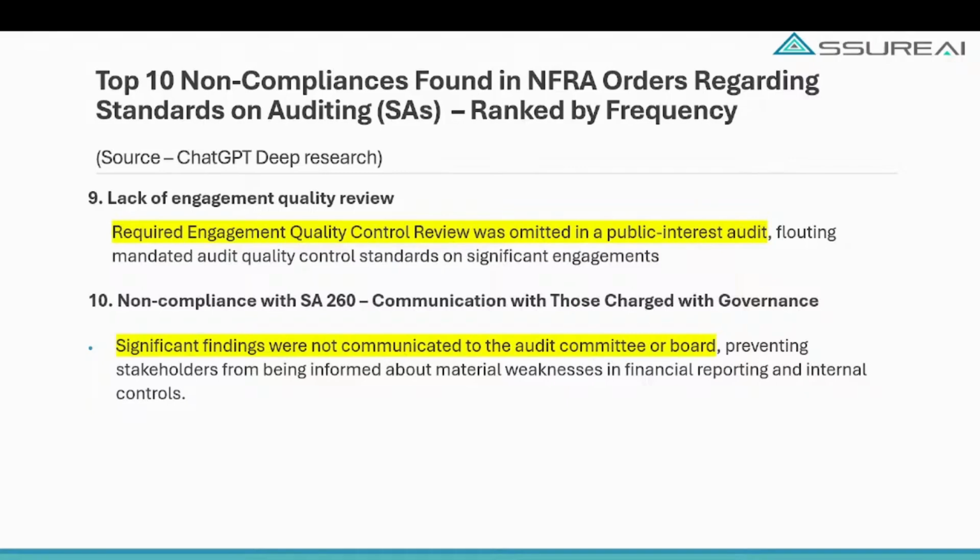Required engagement quality control review was omitted in the public interest audit. EQCR can be added and can be part of the assignment. Significant findings not communicated with the audit committee. Here, from the comment section, you have a framework to communicate directly with the client, either at the CFO level or the audit committee. You simply need to hashtag them, and the communication will automatically go.